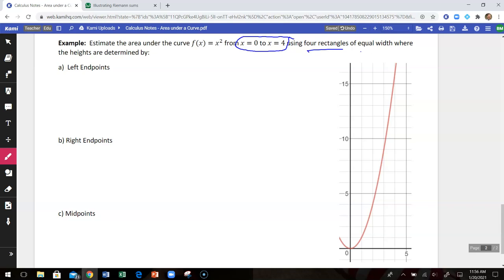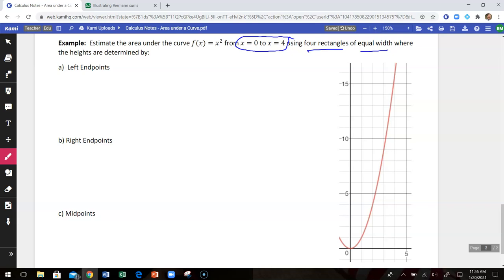These rectangles also need to have equal width, which you will be using when you do this. So equal width, 4 rectangles from 0 to 4. And I'm going to do the estimate using left endpoints, using right endpoints, and using midpoints.